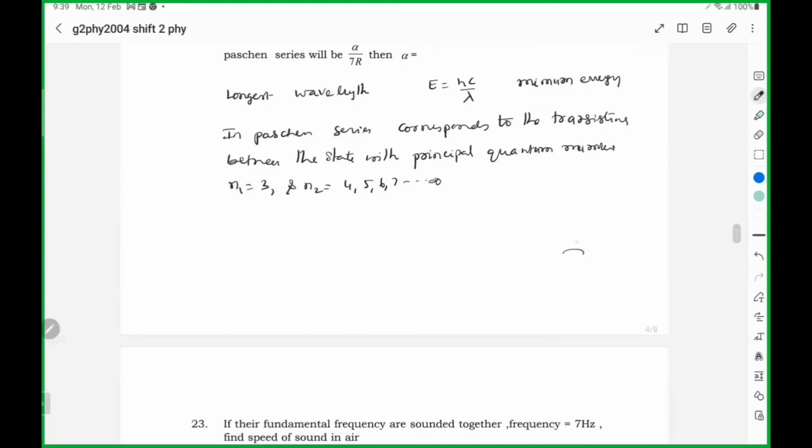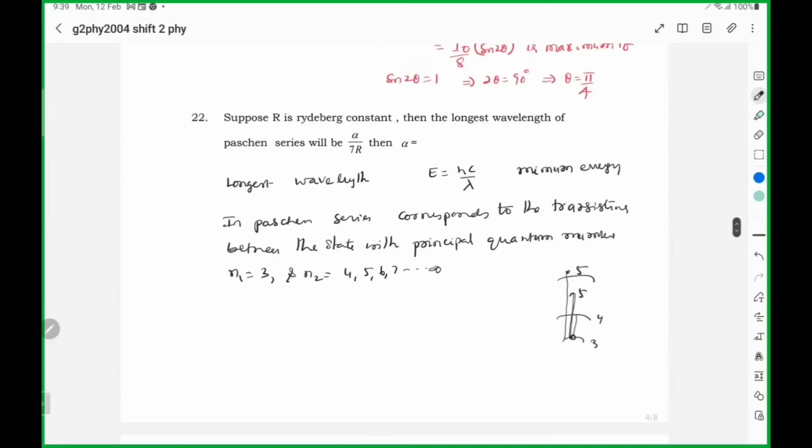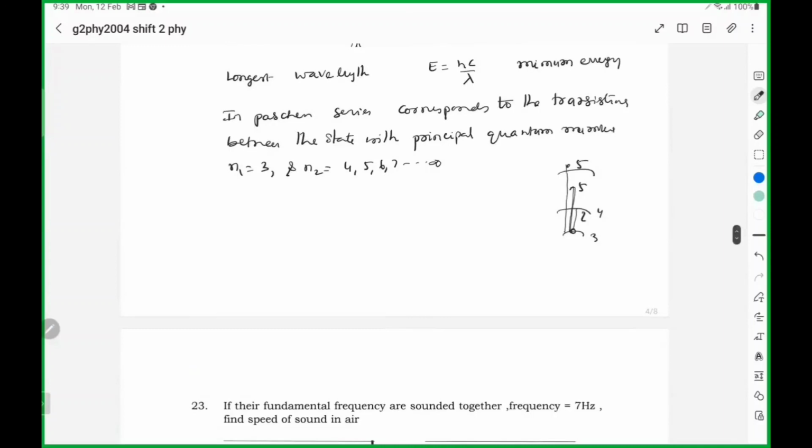So when the electron jumps from the third orbit to the fourth orbit and third to fifth, more energy has to be absorbed by it. Similarly, to jump to a further height, still more energy has to be absorbed by it. But here you want the longest wavelength, that is possible with minimum energy. So when it transits from the third orbit to the fourth orbit, that is possible with minimum energy.